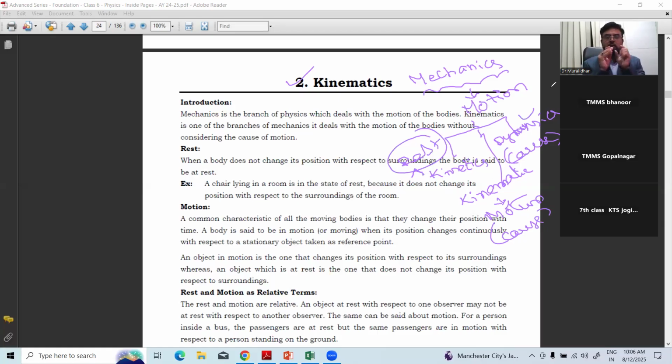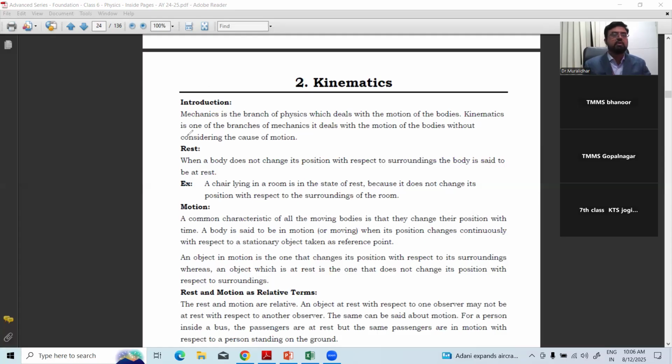Like that, kinematics is the one small part of mechanics where we discuss the motion of a body without considering the cause of motion. We are not thinking about why the body is moving, why the body is not moving. This is not our concern. Our concern is whether the body is moving or not. If the body is moving, in what way is it moving? Whether it is moving in one direction, two directions, three directions, or circular, anything that we have discussed here. Right? So the study about the motion of a body without the cause of the motion is called kinematics.